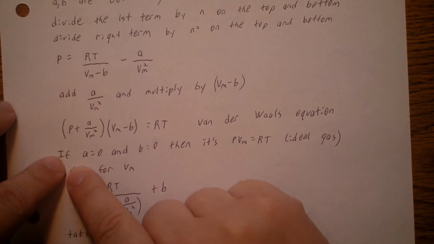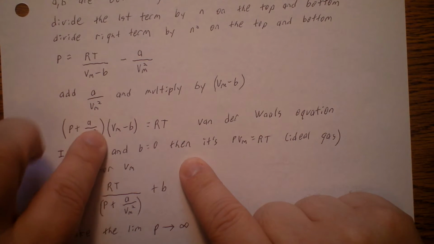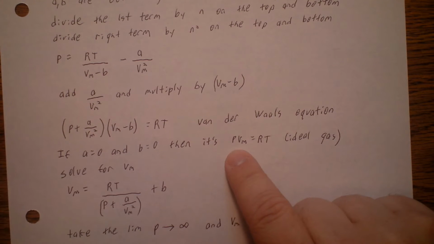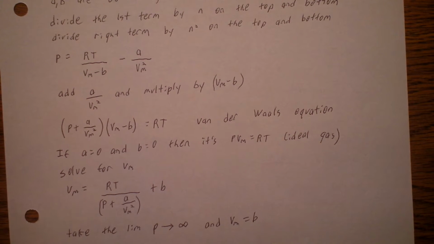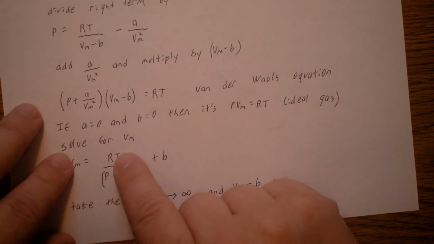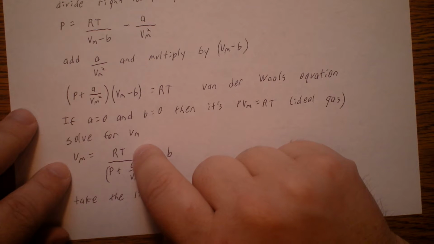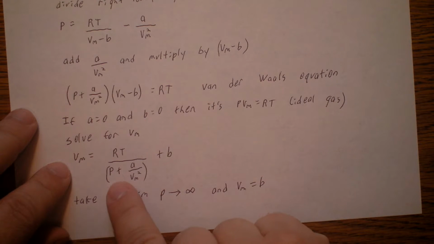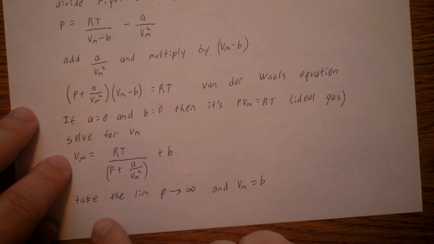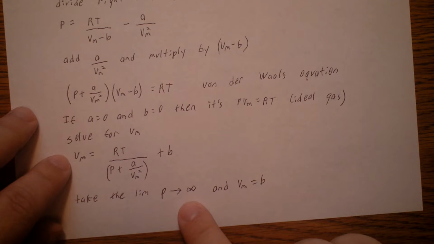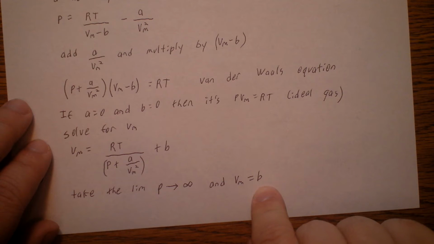Anyway, if a is equal to 0 and b is equal to 0, then you notice this disappears, and it just becomes pressure times molar volume is equal to RT. This is the formula for an ideal gas. Now we're going to solve for molar volume. So molar volume is equal to RT over pressure plus a over molar volume squared, plus b. Now we're going to take the limit as pressure approaches infinity, and the molar volume is b.